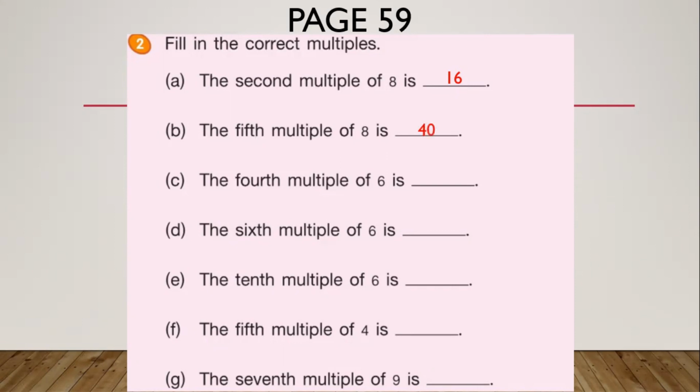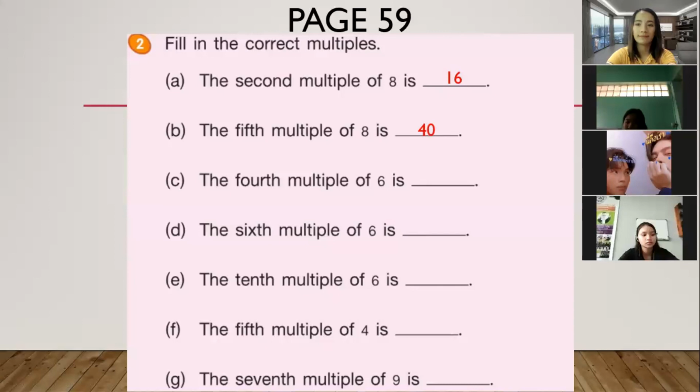Very good. Next, letter C. The fourth multiple of 6 is blank. 6 times 4 equals 24. Very good. Next, letter D. The sixth multiple of 6 is blank. What's your answer? 36. Very good.